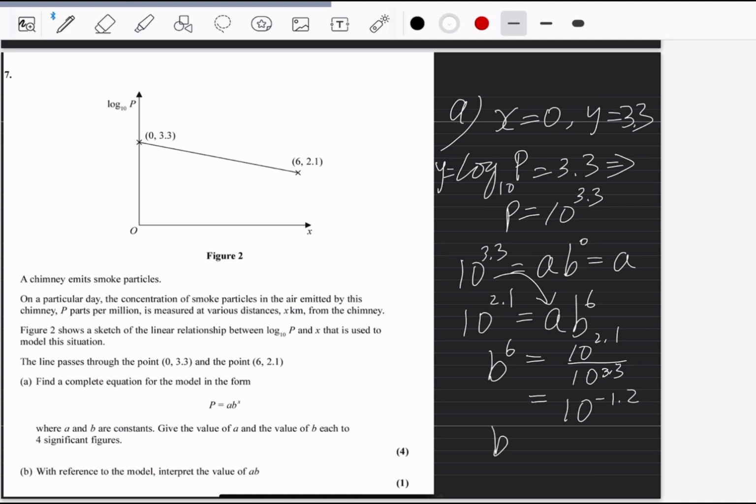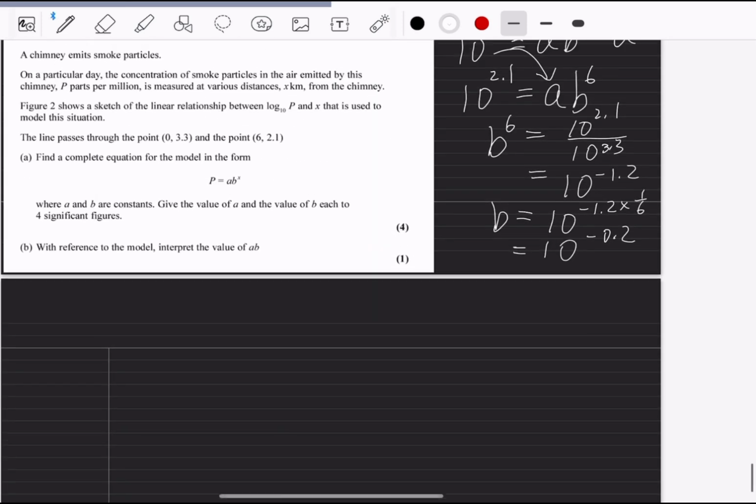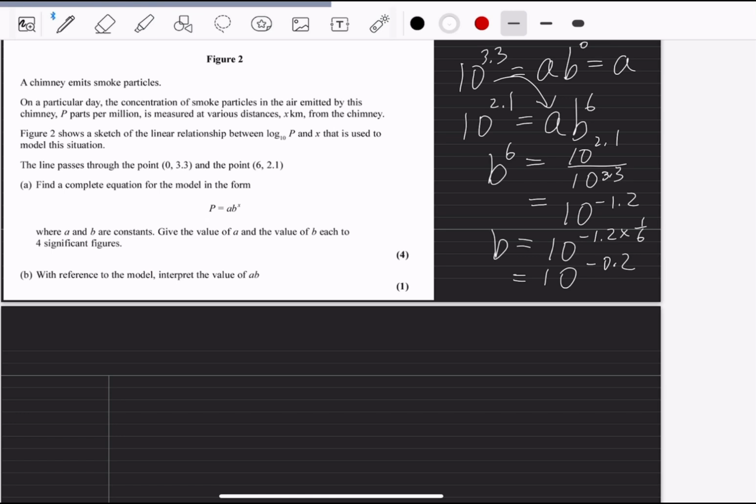Then we have to take the 6th root. That means 10 to the power of minus 1.2 times 1 over 6, which gives us 10 to the power minus 0.2. That is b. If you put those numbers in your calculator, then you can find a and b accordingly.